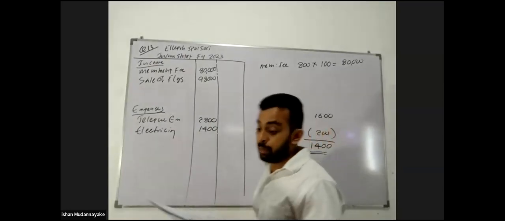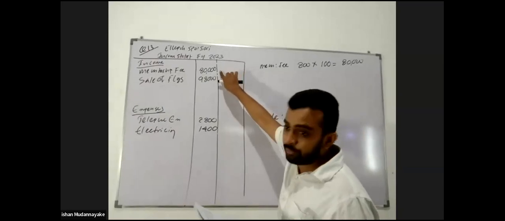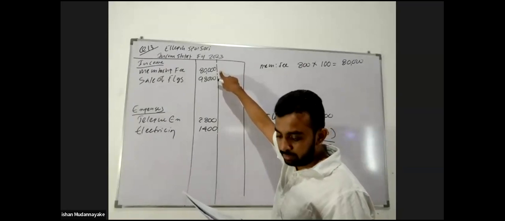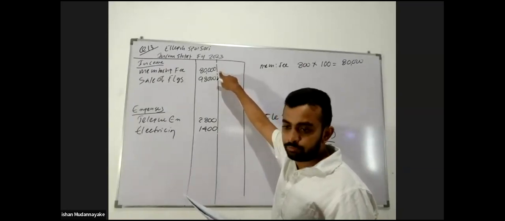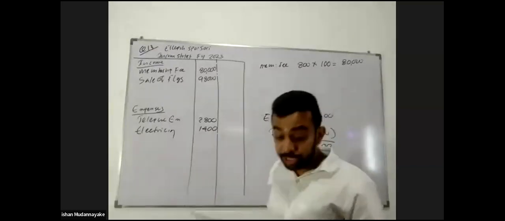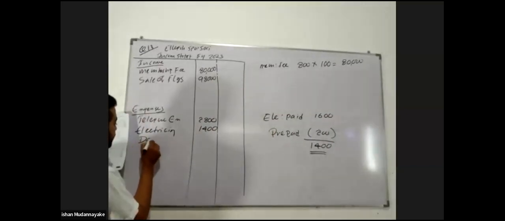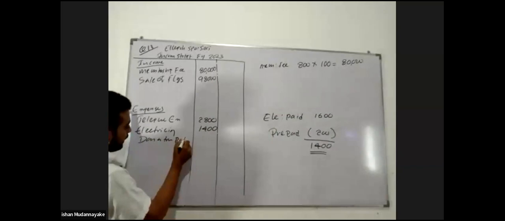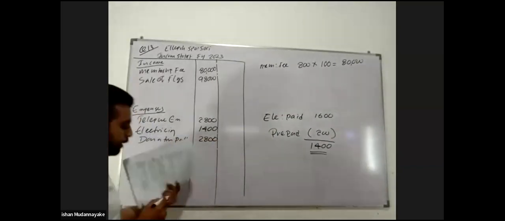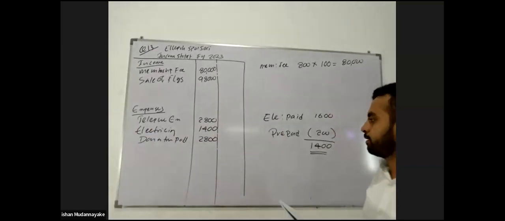And then membership fee received. Students, relevant membership fee for the period we recorded here. Then membership fee received, we can ignore. And then payment as donations. Donation paid is an expense of the business. Donation paid 2,800.